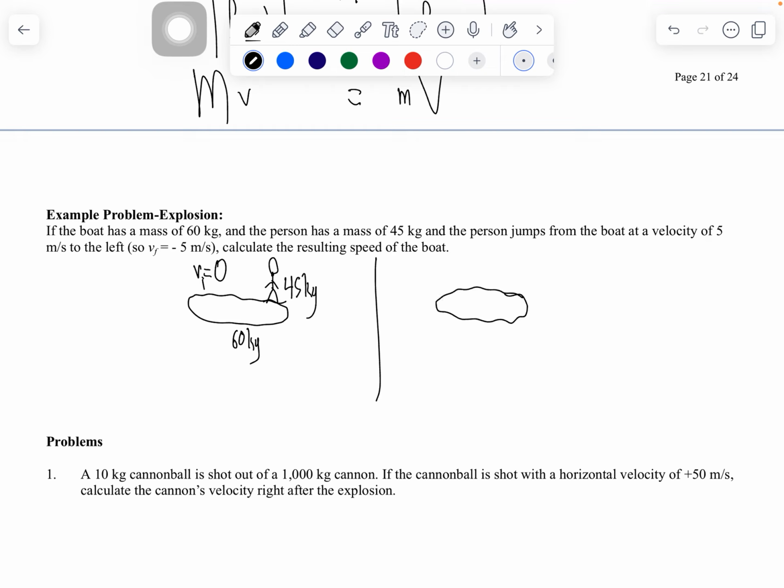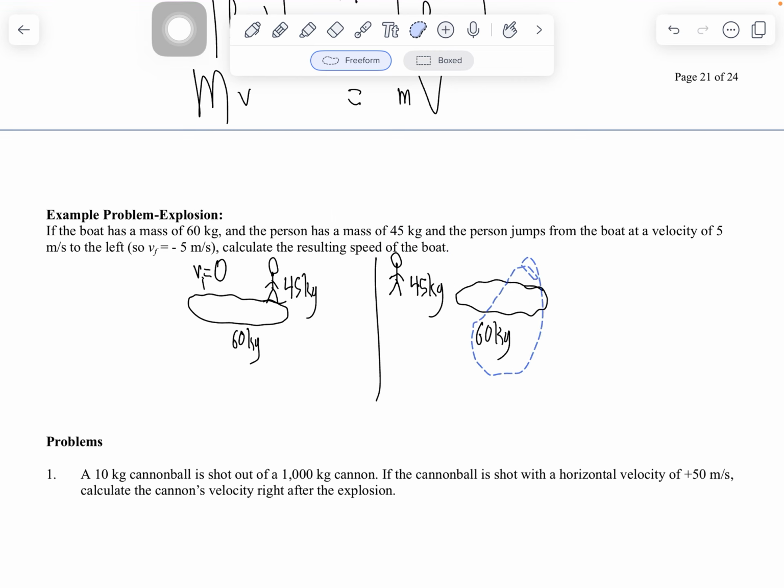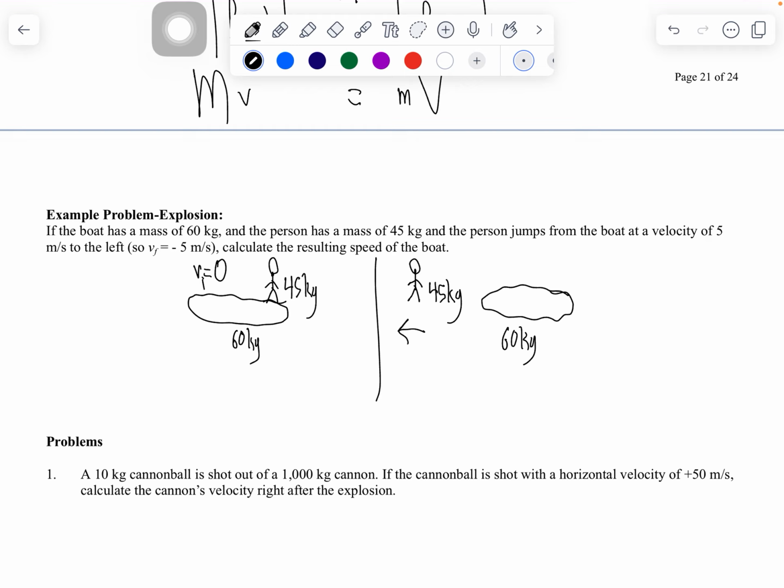Well, the boat is still 60 kilograms. We want to figure out the resulting speed, but we know the person is in the air, flying high. Their mass is still 45 kilograms. They jump from the boat at a velocity of 5 meters a second to the left. I'm just now rereading "to the left," so let's move them over right here, and let's move this over as well. So here's our person, we'll just do a quick flip-flop. They jump off, they are moving to the left, velocity of -5.